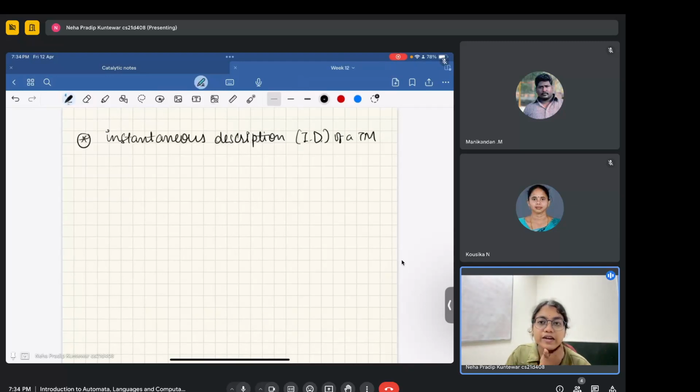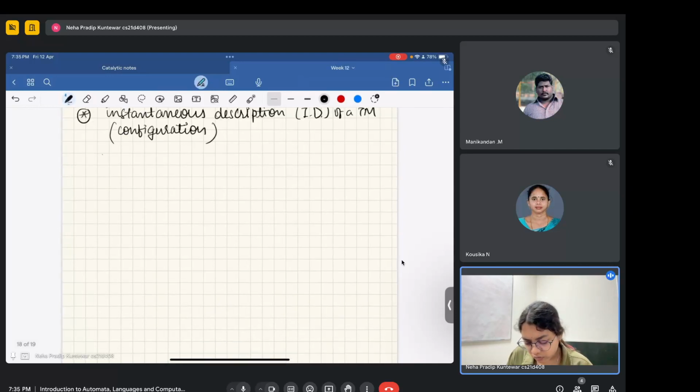One thing we know is that in case of PDAs also, we define what is called instantaneous description. That means if at any point of execution you take a snapshot of the machine, what does it look like? So that's basically the idea. This is also called configurations. In the lectures this was referred to as instantaneous description, so I will stick to it.